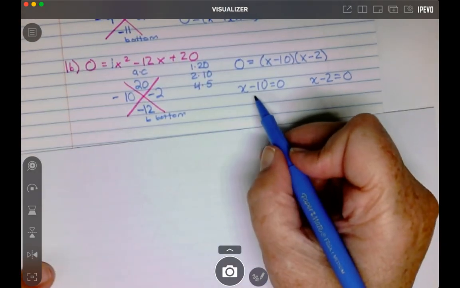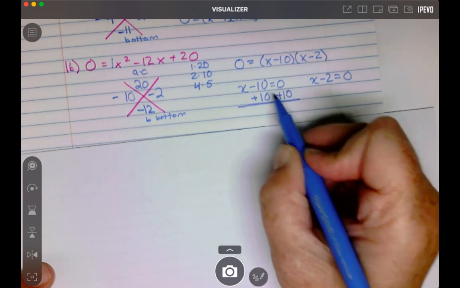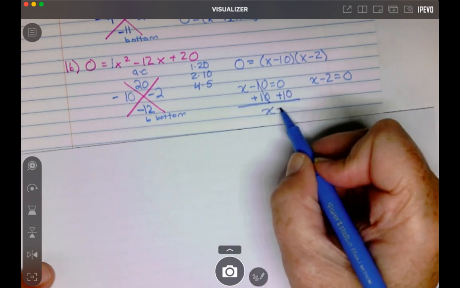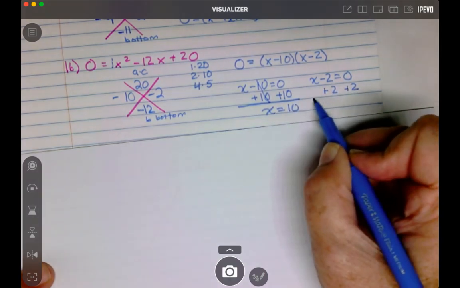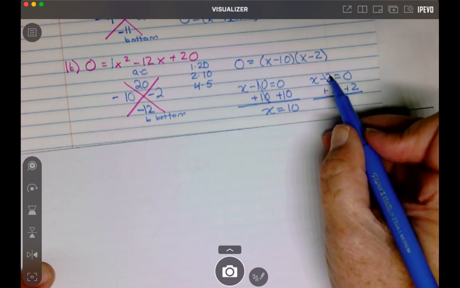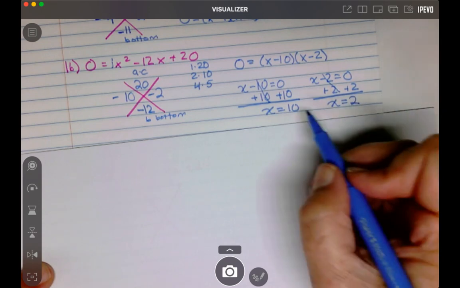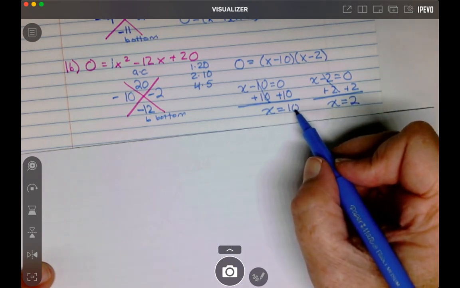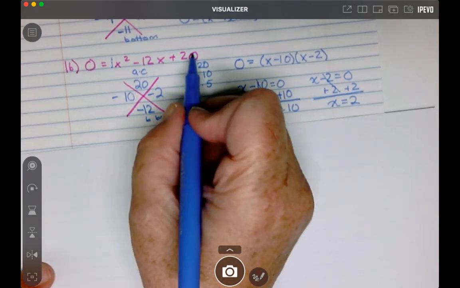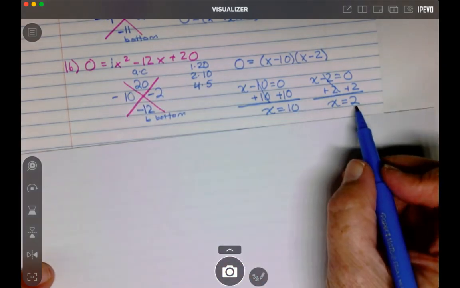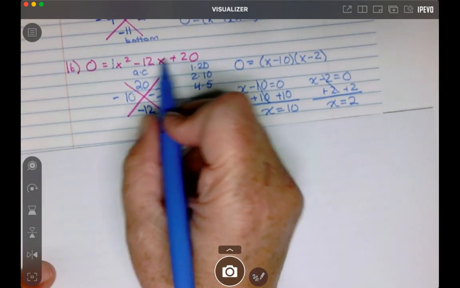Now to solve this, I need to isolate x, using inverse operations. So here I'm going to add 10 to both sides. Of course, negative 10 plus 10 is 0, so I get x equals 10. Here I add 2 to both sides because I want to eliminate the negative 2 that's over here with the x. Negative 2 plus 2 is 0, that's what I wanted, and x equals positive 2. If I took the time to substitute positive 10 into my original equation, I would find that this side ended up equaling 0. If I had the time to substitute 2 into my equation, I would find that this side, when a 2 is substituted, equals 0.